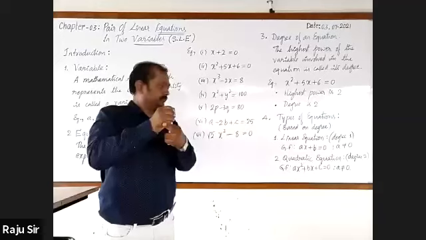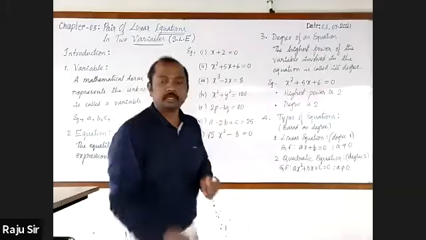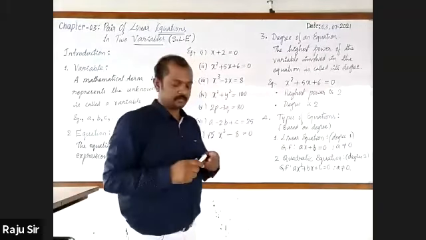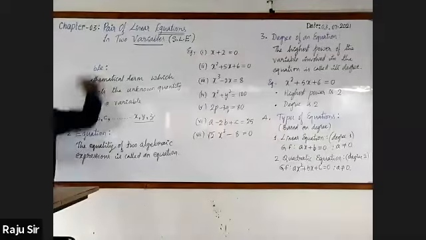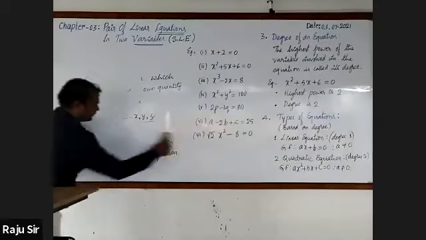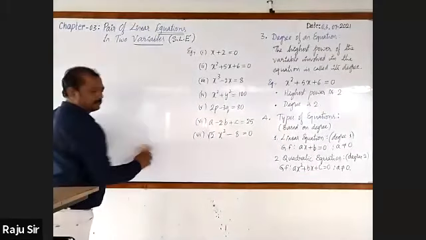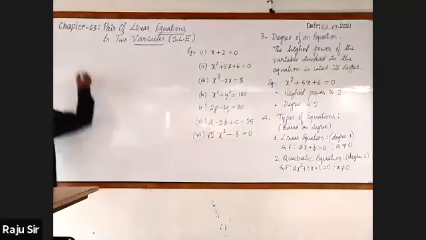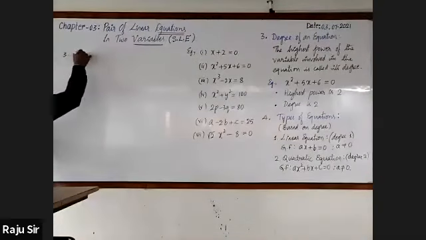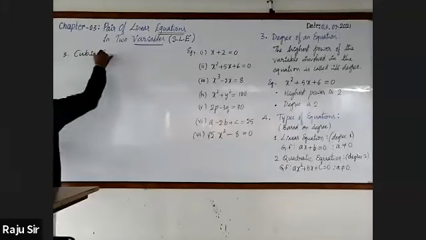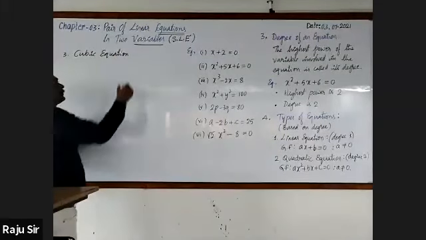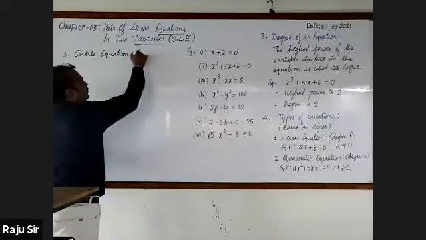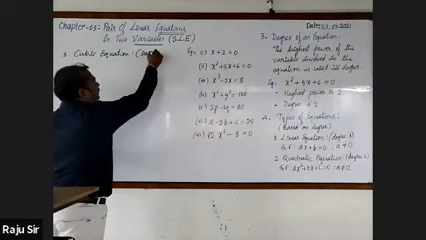Now, third one, an equation of degree 3. This is cubic equation. So let me go for writing that here. It is third one, cubic equation. In bracket, you write degree 3.